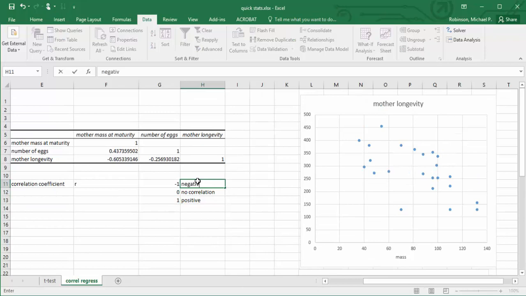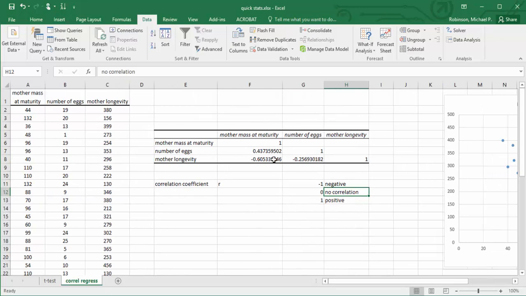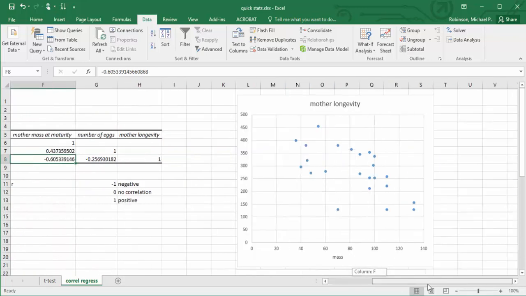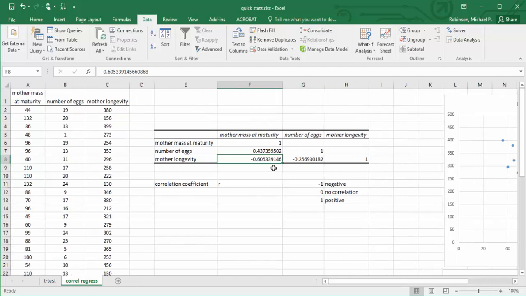A -1 would be a perfect negative correlation. Right? This is a negative correlation, not a perfect one, but it's negative because as one variable increases, like mass, the other one decreases, like longevity. And here if we look at that one, mass and longevity, we see that it's negative 0.605. You see that the dots are not exactly along a straight line. It's almost never going to happen in biology that you find that. But as mass tends to increase, longevity tends to decrease. And it's a pretty good correlation. So it's negative 0.605, right?